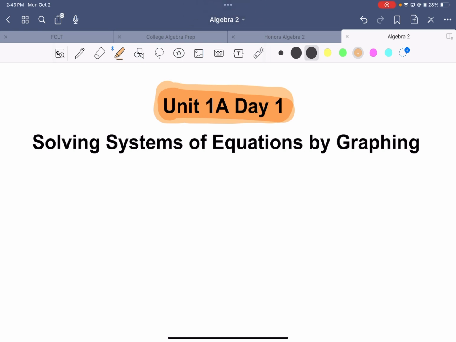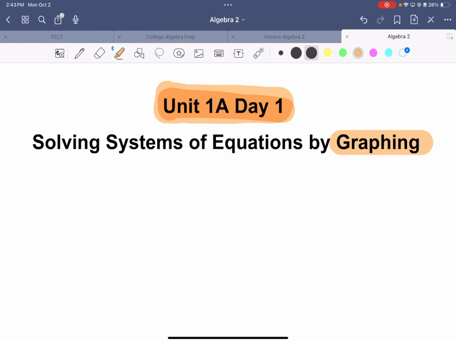So we're going to start chapter 1, which in a sense is kind of a broad overview of the whole book. Today we're going to work on solving systems of equations by graphing. And we're going to graph in two ways.